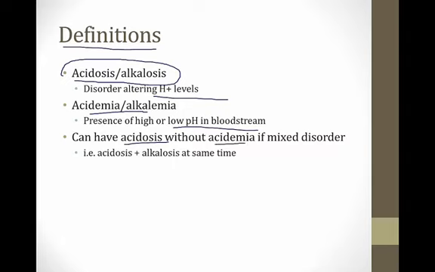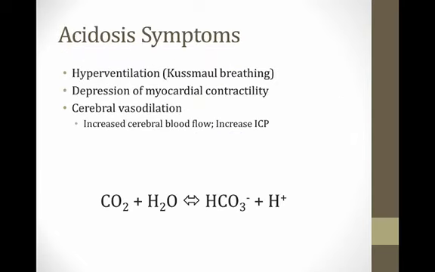So for example, if the lungs are trying to create an acidotic problem, then the lungs have an acidosis. But if that mixes with a metabolic problem that gives you a normal pH, then you do not have acidemia. So make sure you understand the difference between those terms. So let's talk about the symptoms you might see in a patient who has an acidosis.